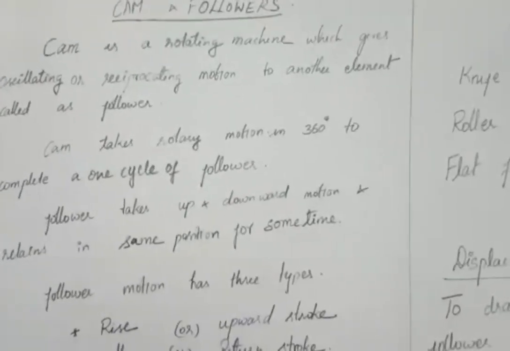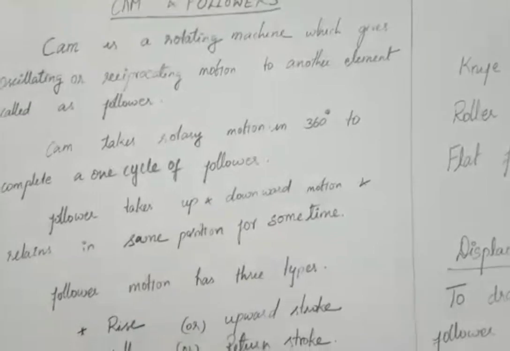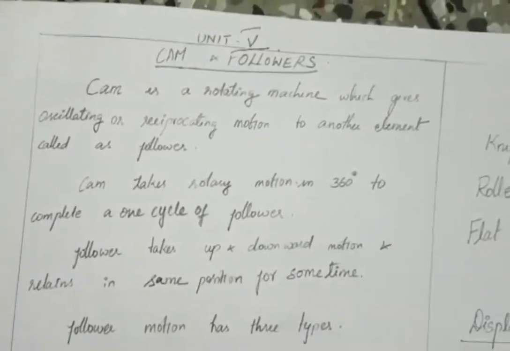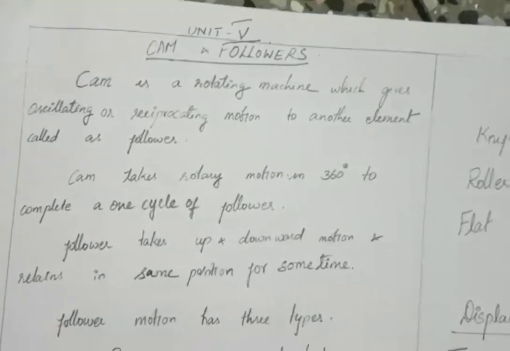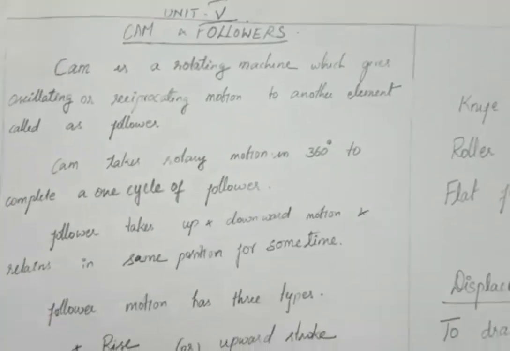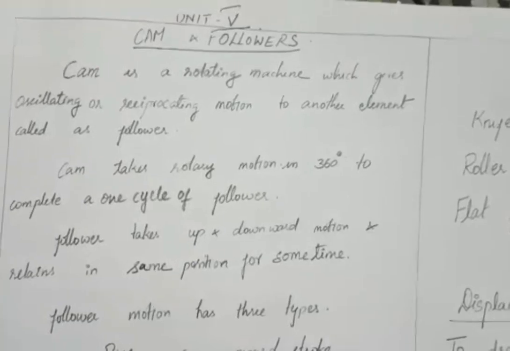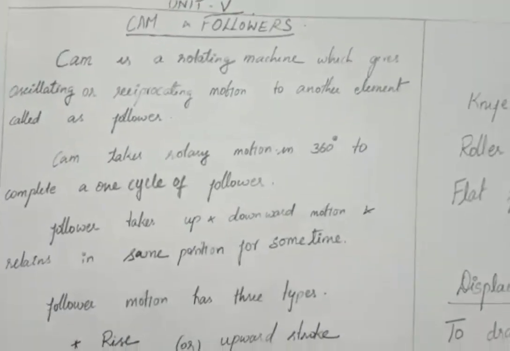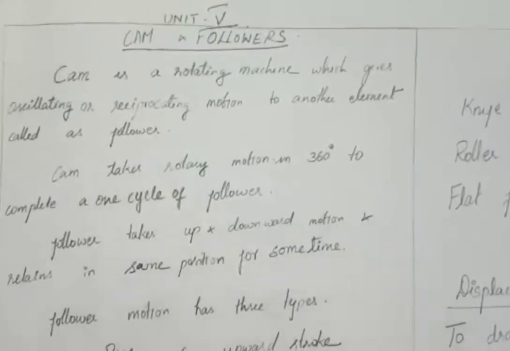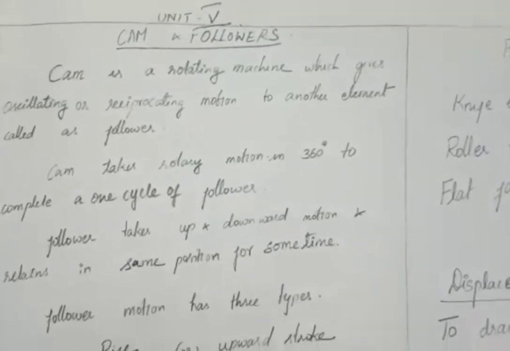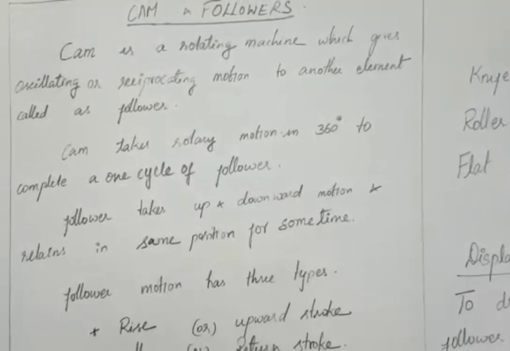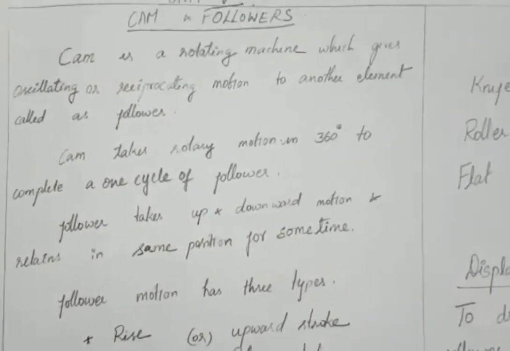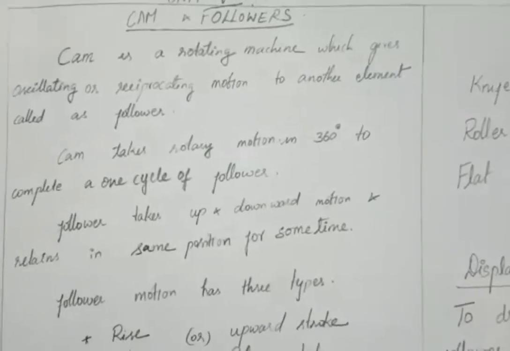Actually, cam and follower is mainly used in IC engines, and it is connected with the exhaust and inlet manifolds. The manifold movement is attained by the cam and follower. So in the inlet manifold, with the help of this cam and follower only, the inlet valve will open and the fuel is injected into the IC engine.